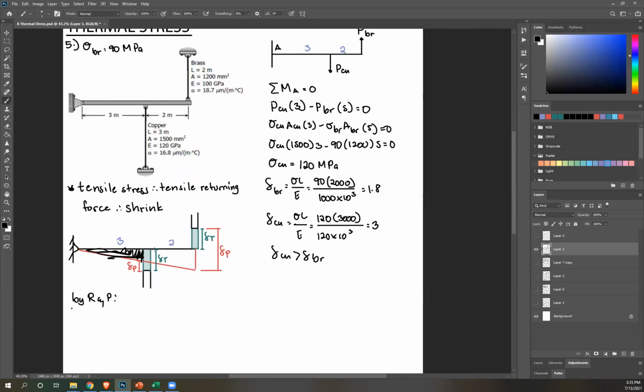considering this right triangle, right? To get this height, that's just deformation due to temperature minus deformation due to applied force, and then over base, which is 3, equals, now considering this entire right triangle, to get this height, that's deformation due to applied force minus the deformation due to temperature. And then total base is 5 meters.